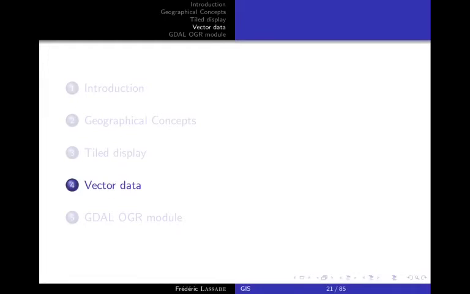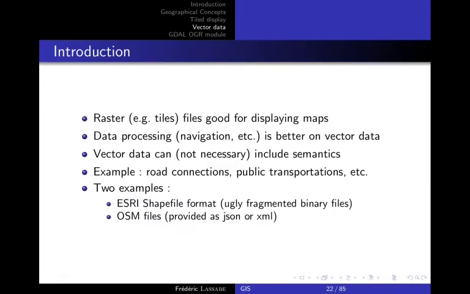Let's proceed to vector data. So we just saw the tiled display, so raster files, which are good for displaying maps that we can interpret with our eyes. But when going to data processing, such as required in navigation, for instance, it is better to work on vector data, which convey their semantics that can be extracted and processed by a computer.